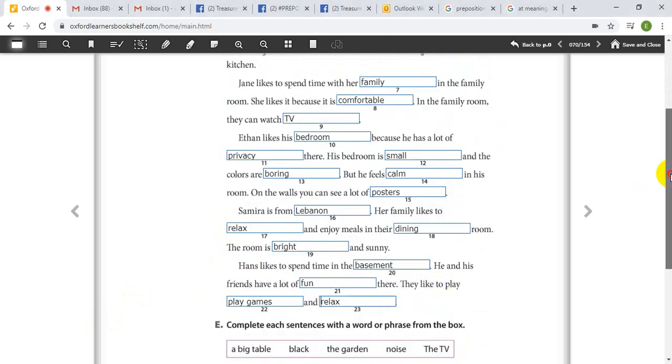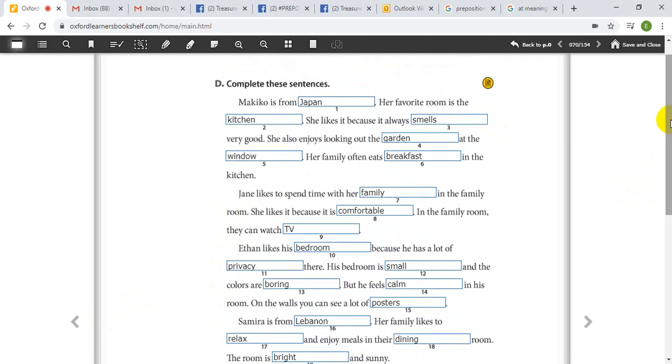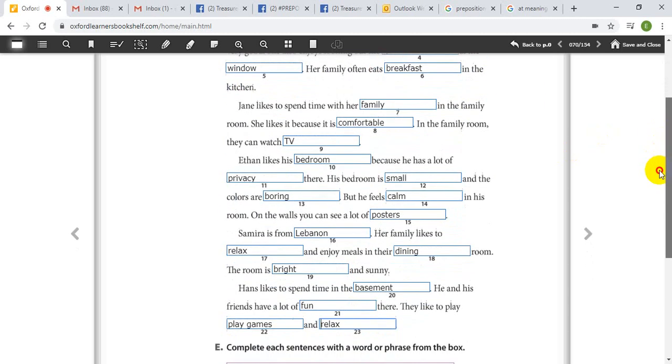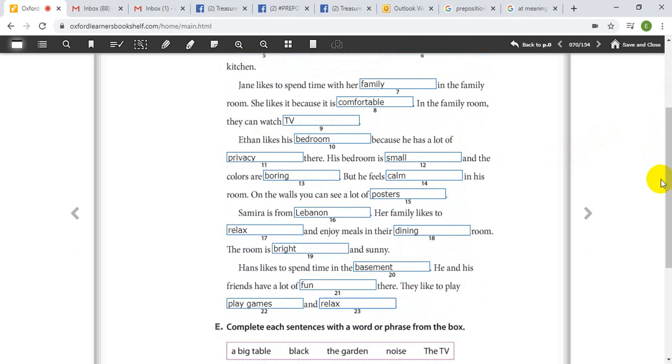Alright, so now let's have a look at the answers. So number 1 is Japan, number 2 is kitchen, number 3 is smells, number 4 garden, number 5 window, number 6 breakfast. So you can see I have written all the correct answers, okay, and I hope you all have correct answers.